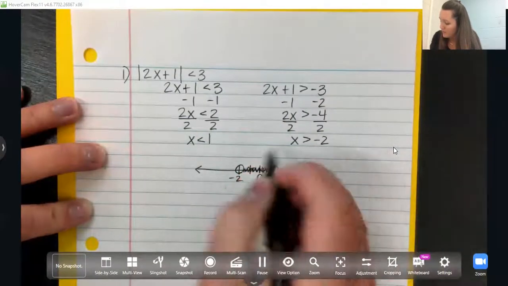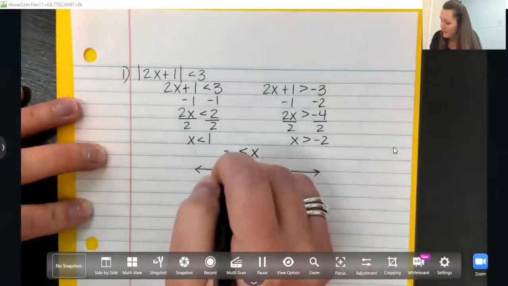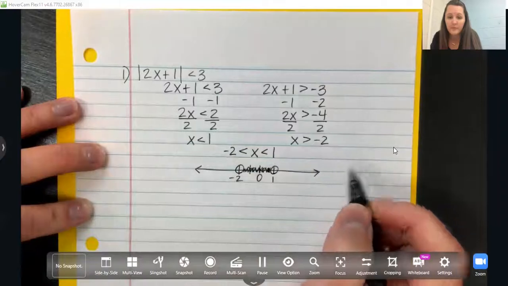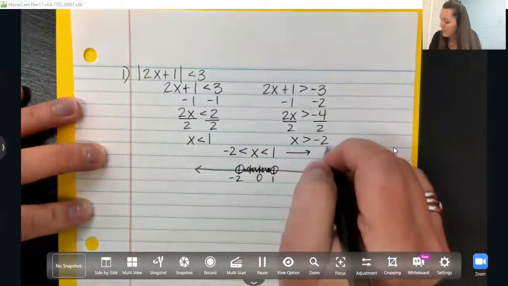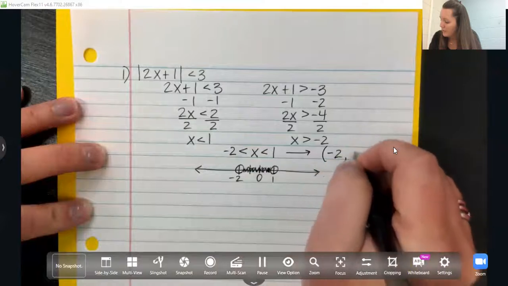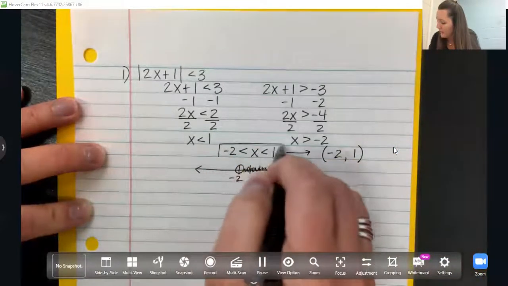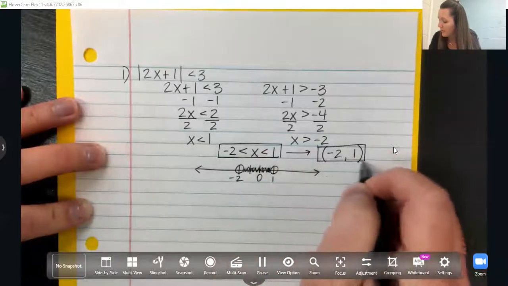So this one is our conjunction. So we're going to write it as x is greater than negative 2 and less than 1, right? Interval notation, we can write it like this, negative 2 and 1, like that. Both of those are correct. The correct way to write your solution: interval notation, inequality notation.